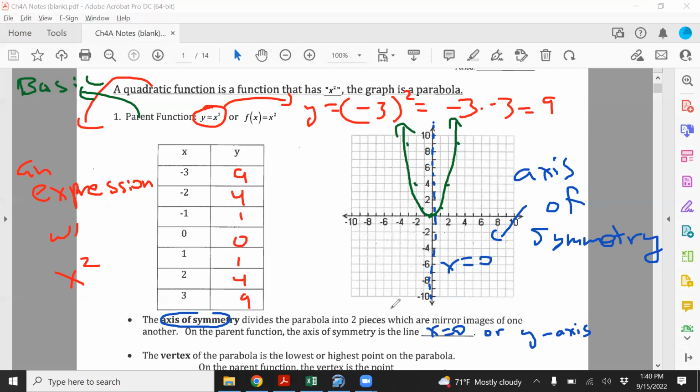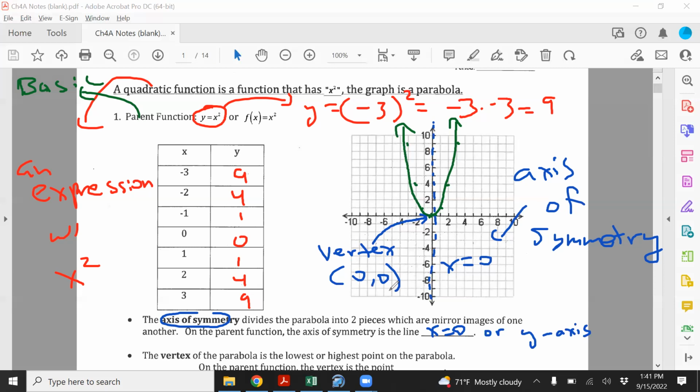The vertex is the low point or the high point. So I call this the vertex. And what are the coordinates there? (0, 0). So for the parent function, the vertex is (0, 0). It can be either the lowest or highest point depending on how it opens. This stuff should be review, very basic. We're going to start shifting things around just a little bit.